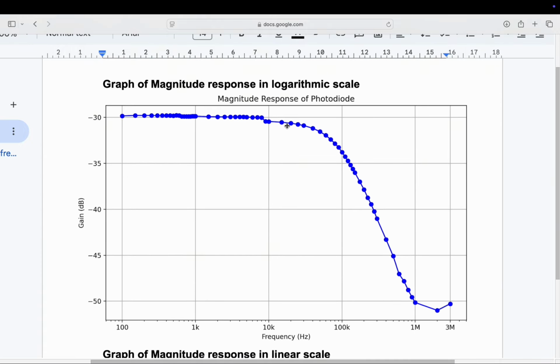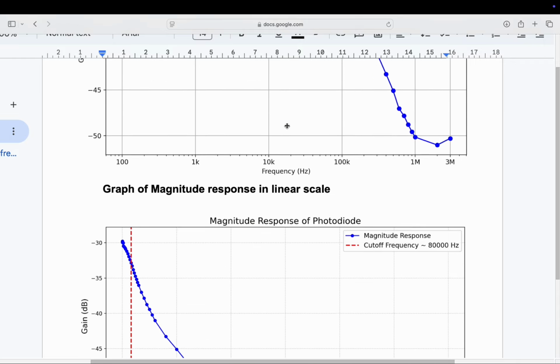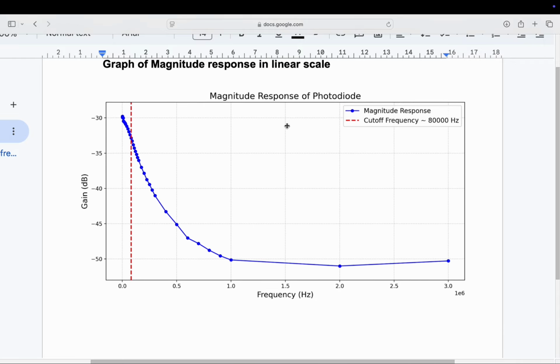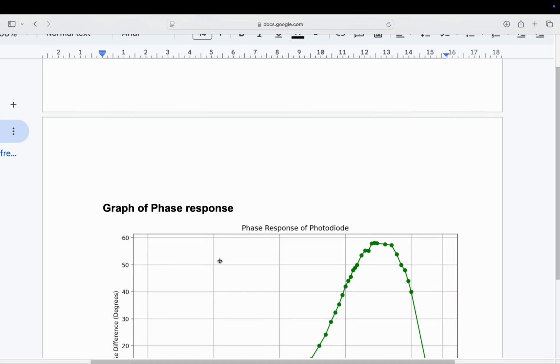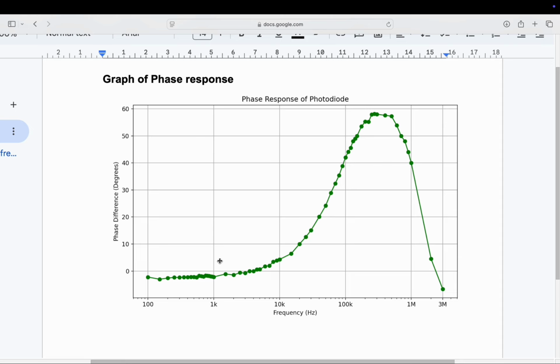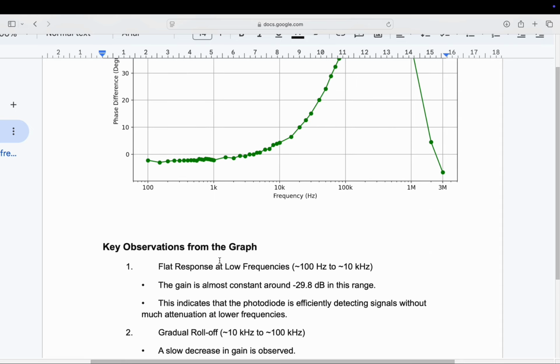This is the graph of the magnitude response in the logarithmic scale, and this is the graph of the magnitude response in the linear scale. As you can see, the red dotted line marks the cutoff frequency, which we will talk about later. And this is the graph of frequency response. This is the graph of phase response.